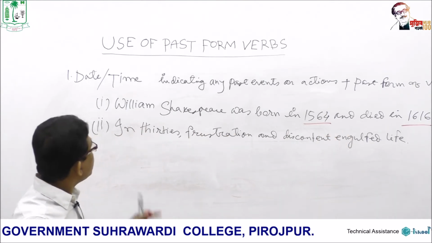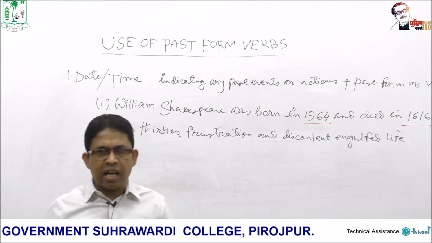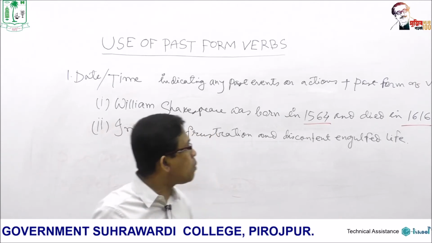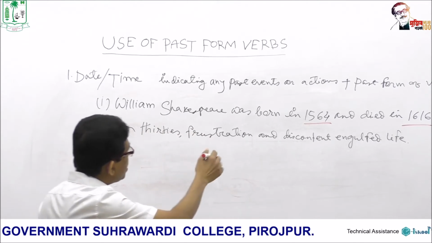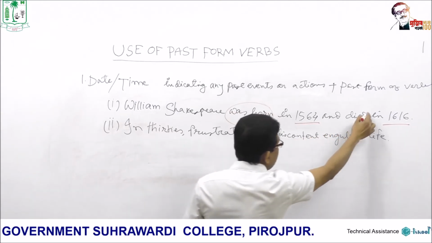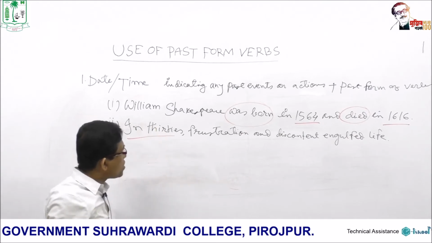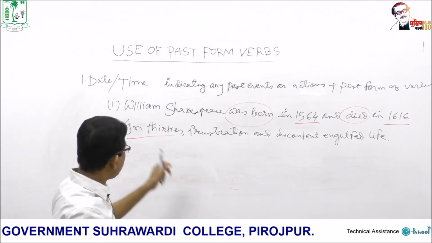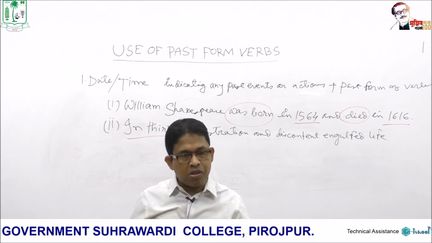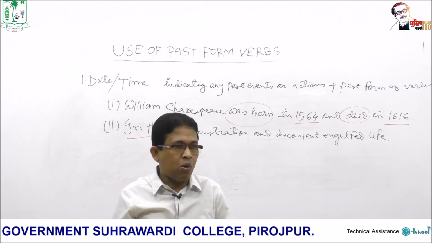And we have said that there is a rule that if you get any year, any time, any date which has already passed, then you have to use the past form of verbs. So, we have used here the past form of verbs, that is "was born" and then "died". And in the second sentence, "in the 30s" indicates the past, that is in 1930 and afterwards, between 1930 and 1939. This 10 years is called the 30s.